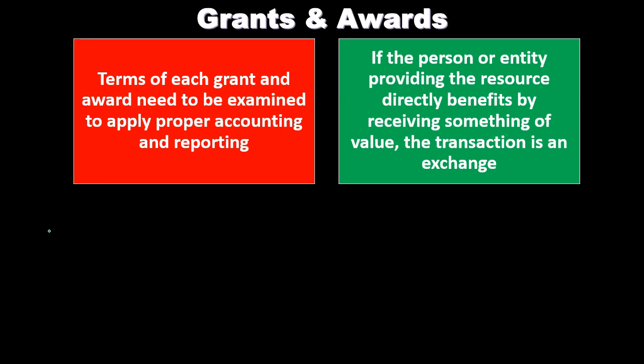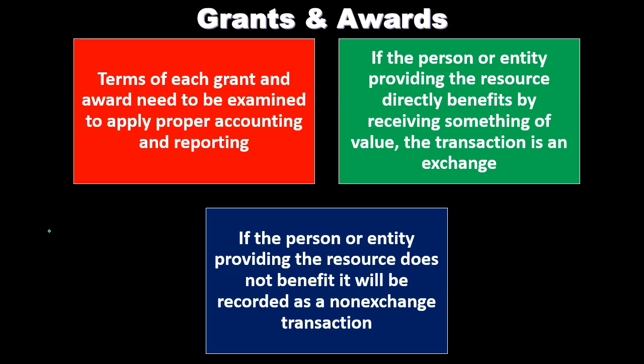If the person or entity providing the resource directly benefits from receiving something of value, the transaction is an exchange. So if there's some kind of value being received from the person who is providing the benefits, then there's basically an exchange happening. If it looks like a market type of exchange, then we typically say it is an exchange type of transaction and would need to be recorded as an exchange transaction.